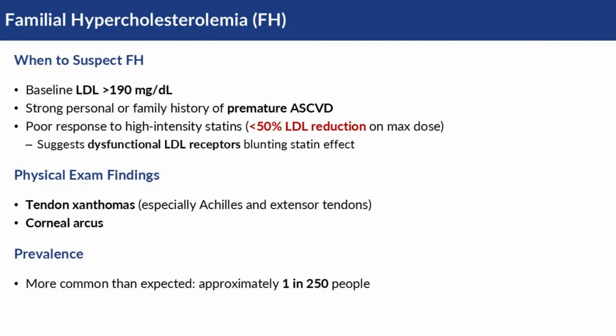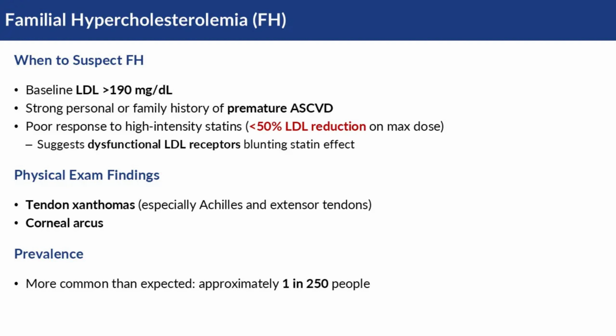In cases where a patient presents with a baseline LDL greater than 190 milligrams per deciliter or responds poorly to high-intensity statins, familial hypercholesterolemia, or FH, should be considered. This genetic condition is surprisingly common, affecting approximately 1 in 250 people. A strong personal or family history of premature ASCVD can also be a significant indicator.